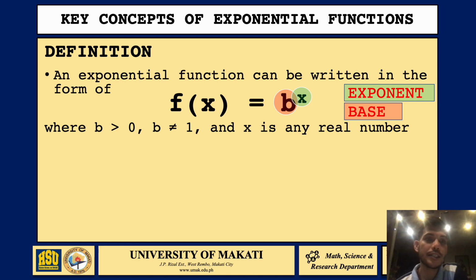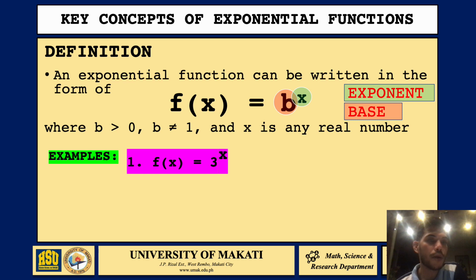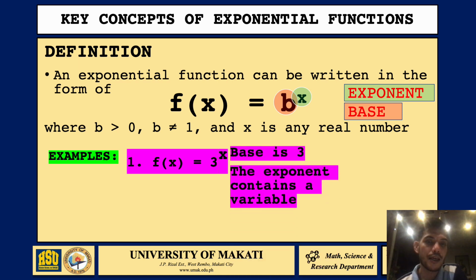So here are examples of exponential function. So example number 1, f of x is equal to 3 raised to x. So this is an exponential function because the base is greater than 0 and not equal to 1. And of course, the base is 3 and the exponent contains a variable. Tandaan natin, pag exponential function, yung exponent should be a variable.